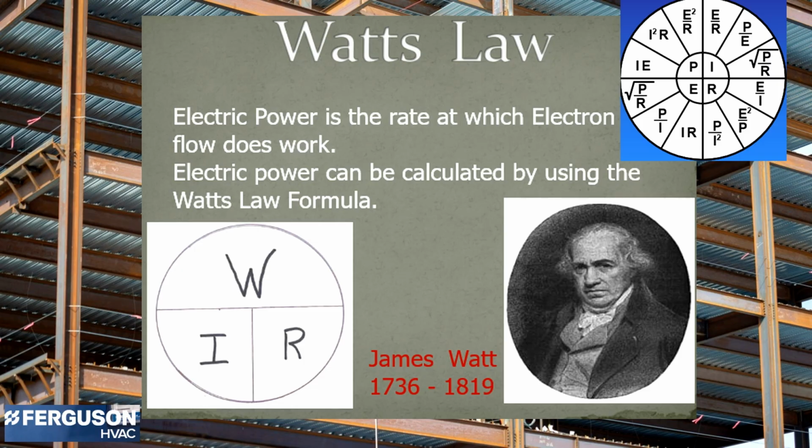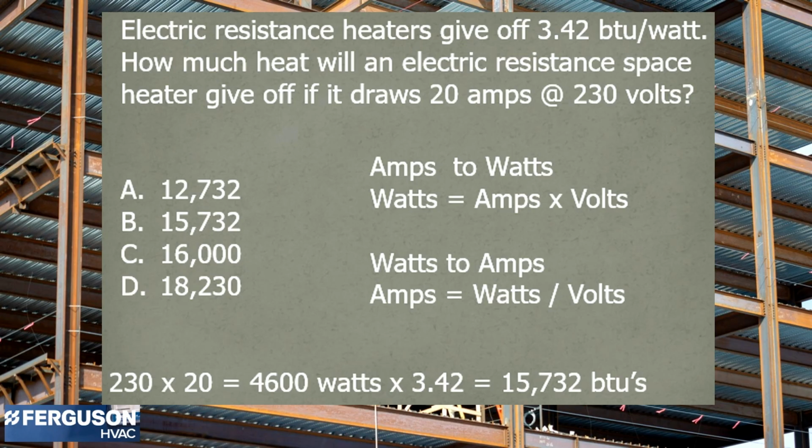As you saw on a previous slide, there are many different types of formulas that can be used to work these equations. Watt's law is also a part of this, which is the electrical power, that is the rate at which electron flow does work. Electric power can be calculated by using the Watt's law formula by putting watts where the E was previously for electricity. By using the Watt's formula, we can find out how many BTUs an electric resistance heater gives off.